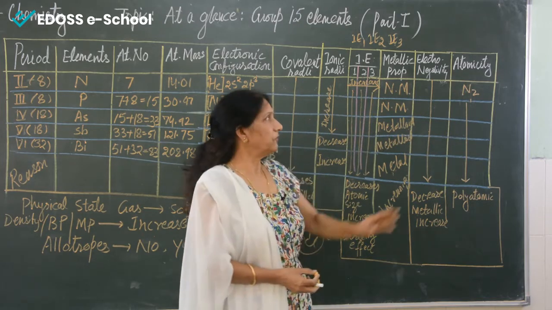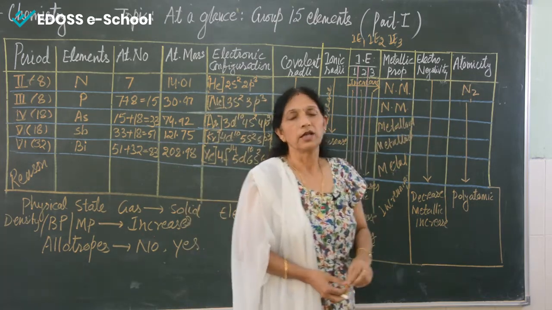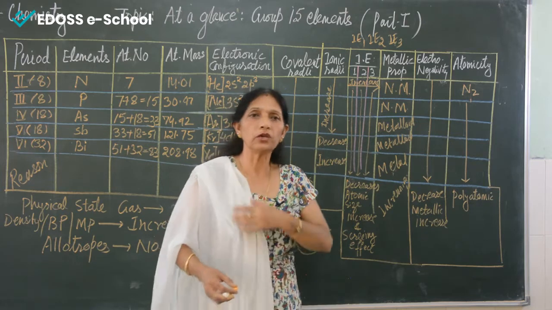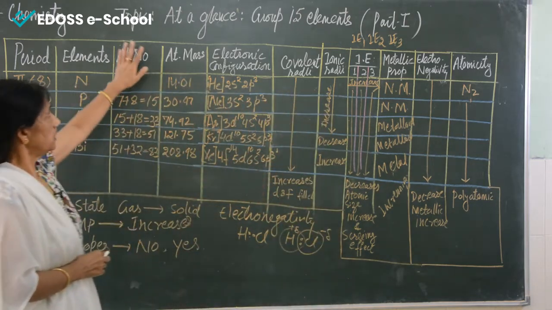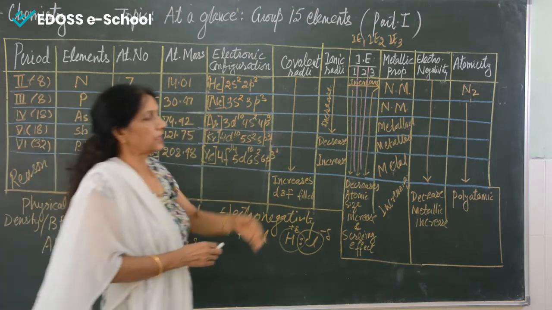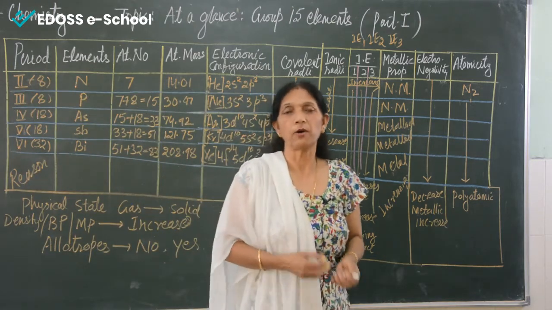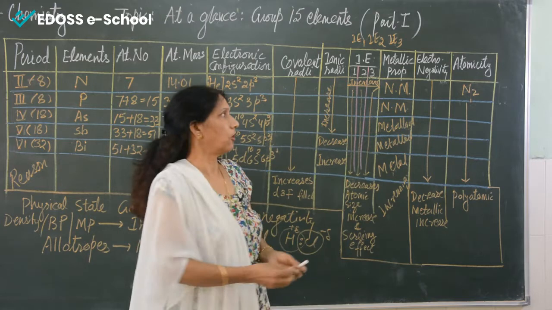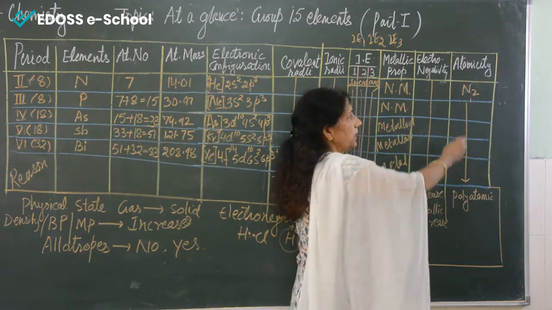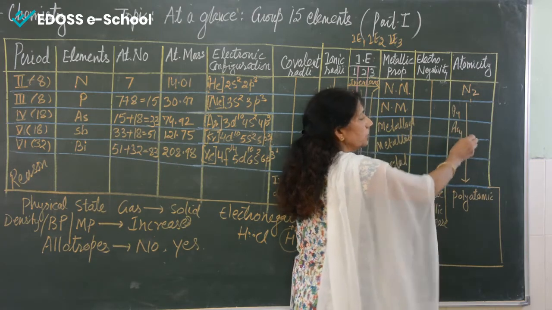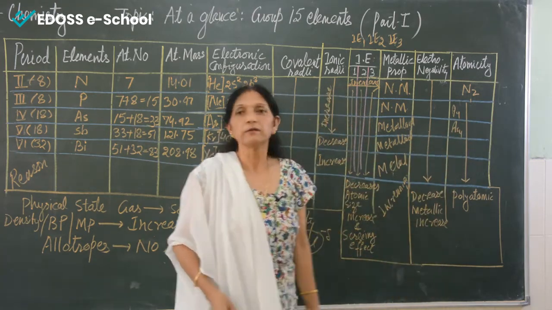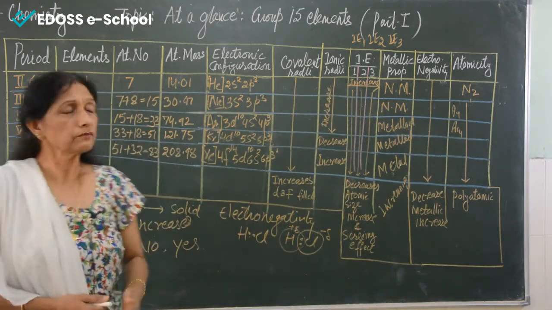Now coming to the atomicity. We can say that nitrogen is diatomic. Only nitrogen is a non-metal which is diatomic in this group. All others are polyatomic. About phosphorus we can say it is P4. All are polyatomic. Okay, this is P4. Arsenic is also P4.